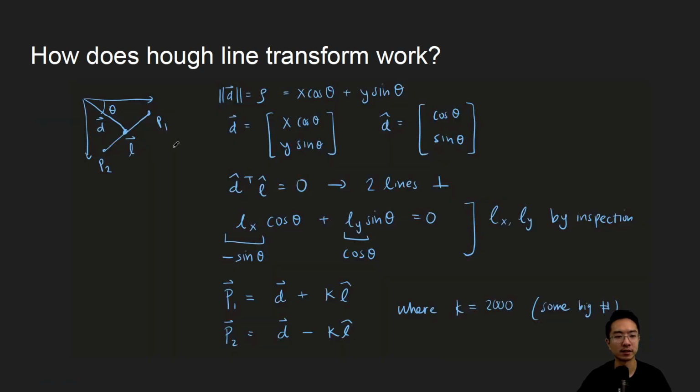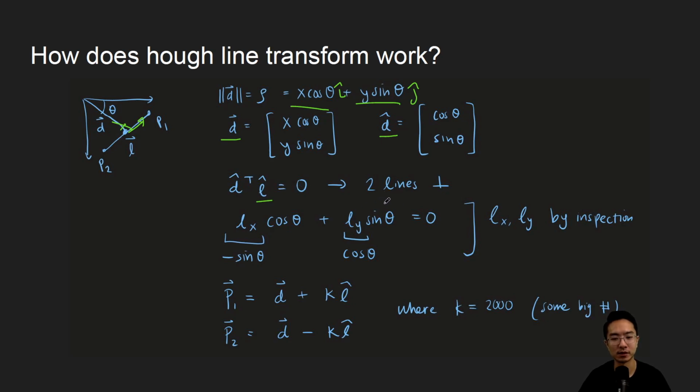In OpenCV, you're going to see a part where they calculate two points on the line. The way that works is you first describe the distance vector as x cosine theta plus y sine theta, which you can imagine as the i and j directions. Then D hat is the unit vector. So you have a D hat vector, and then you have an L hat vector, which is in the direction of the line.